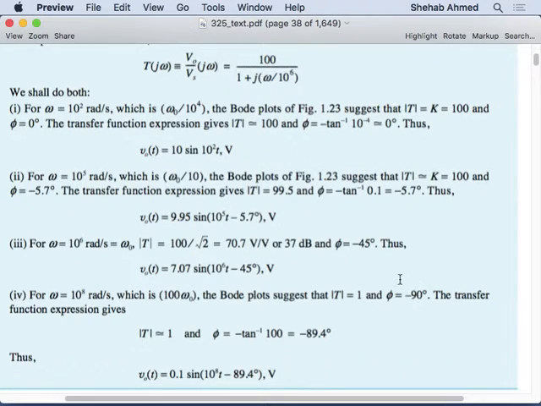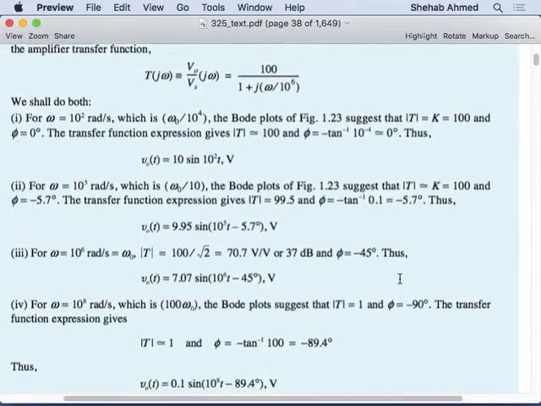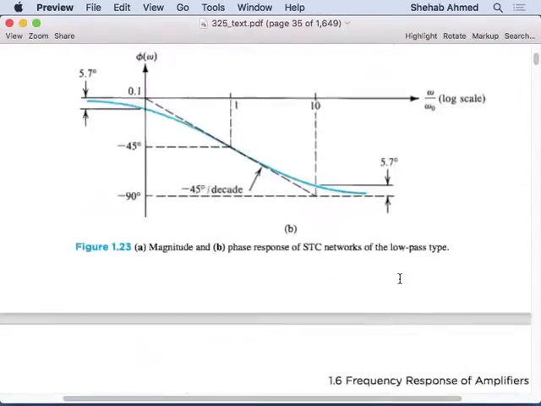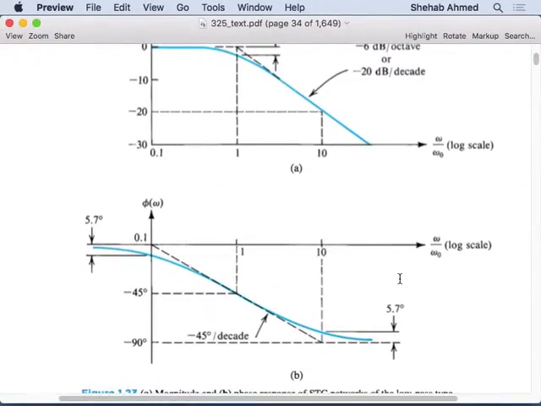And for the phase shift, you go back to the phase shift plot and see what happens at omega over omega naught equals 100. This is 1, this is 10, and at 100 I went to minus 90. That's my phase. Okay, so that's what happened to the signal from the input. This is the sensor signal that passed through this amplifier.